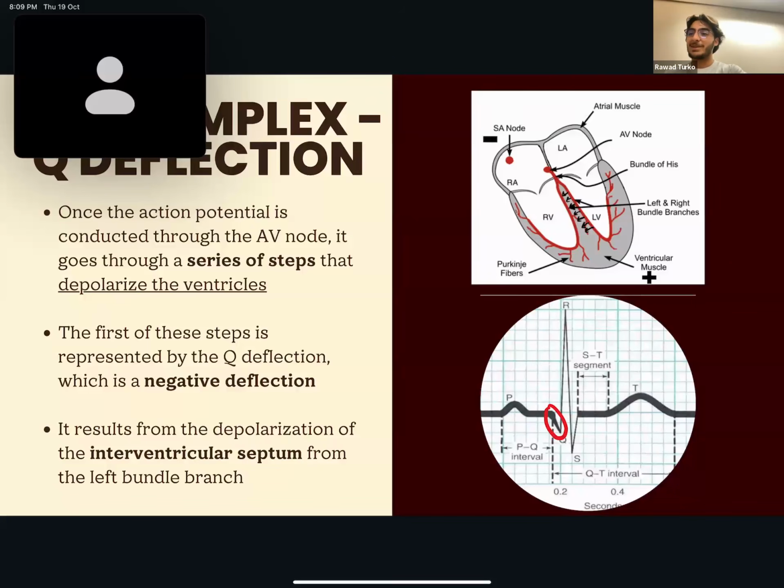Okay, does that make sense? That's why we have the Q deflection, which is a negative deflection. It results again from the depolarization of the interventricular septum from the left bundle branch.